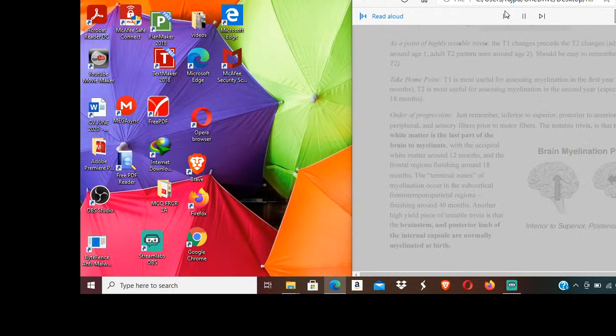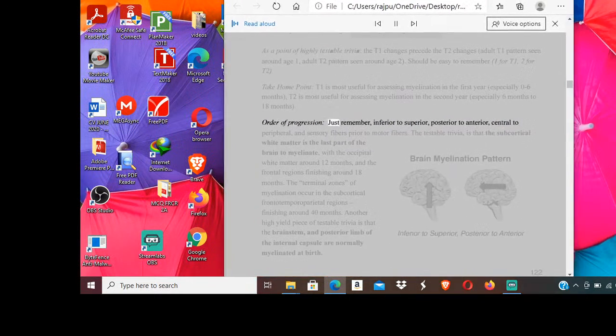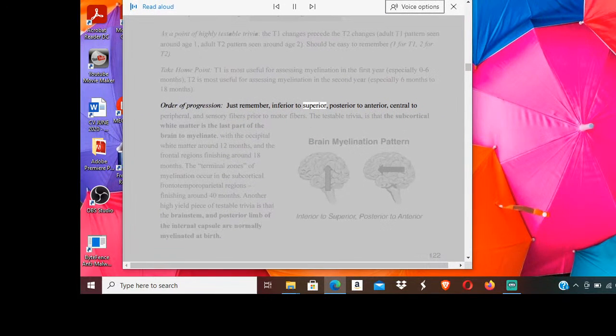Order of progression. Just remember inferior to superior, posterior to anterior, central to peripheral, and sensory fibers prior to motor fibers. The testable trivia is that the subcortical white matter is the last part of the brain to myelinate, with the occipital white matter around 12 months, and the frontal regions finishing around 18 months. The terminal zones of myelination occur in the subcortical frontotemporoparietal regions, finishing around 40 months.